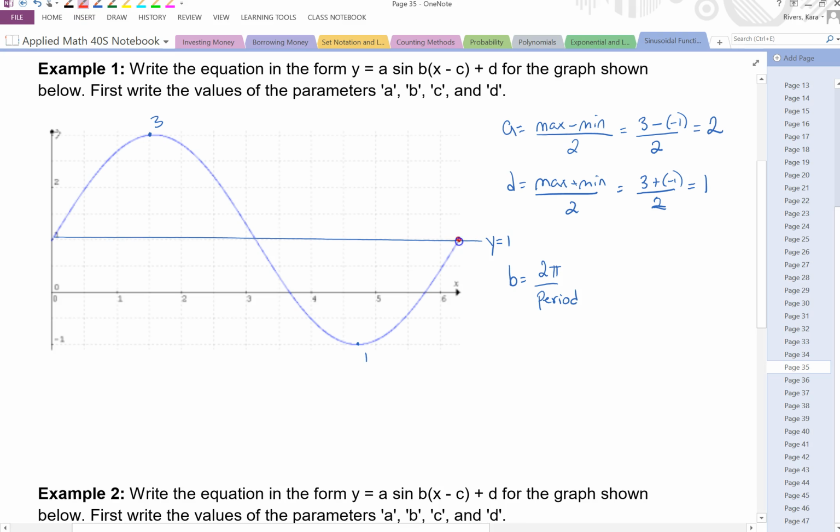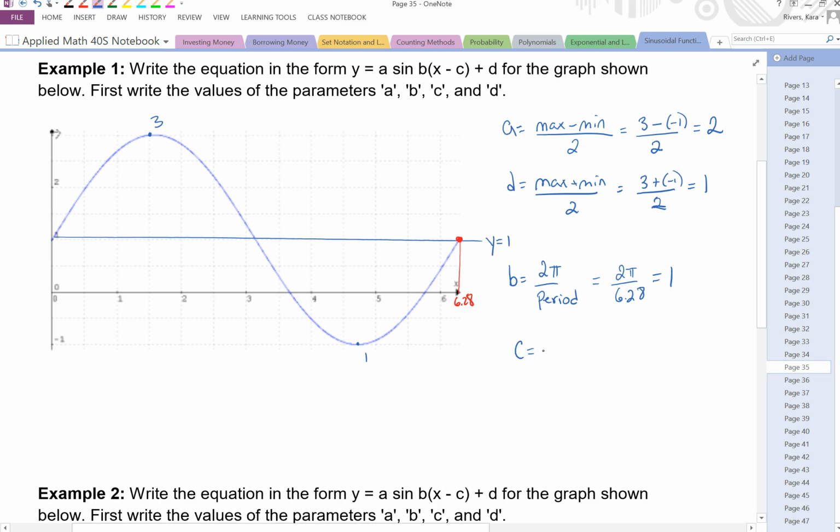I can see that one full cycle ends up here. And if I read down, that's going to be approximately 6.28. Okay? 6.3, 6.28. It looks like it's at 2 pi itself. So when we do that, we would have 2 pi divided by 6.28, which is 1. So the period here is, or the B value is 1, because the period is matching the period of the sine function.